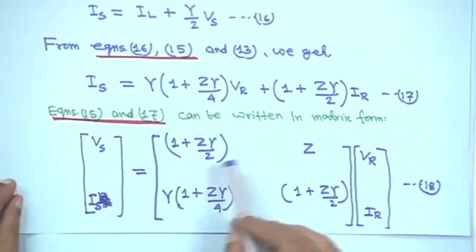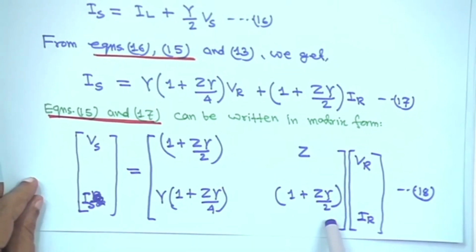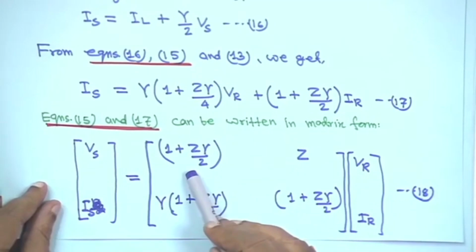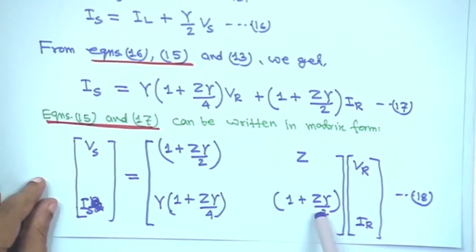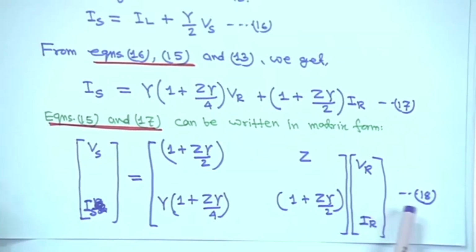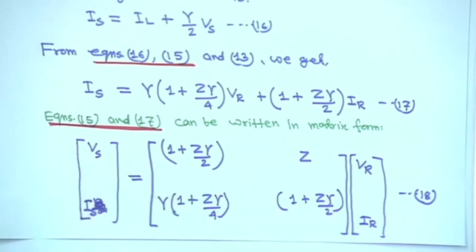So, [Vs; Is] equals the matrix [1 plus ZY by 2, Z; Y into (1 plus ZY upon 4), 1 plus ZY upon 2] times [Vr; Ir]. This is equation 18. So, this is A, this is B, this is C, this is D, and A is equal to D. These are the ABCD parameters for the medium transmission line.